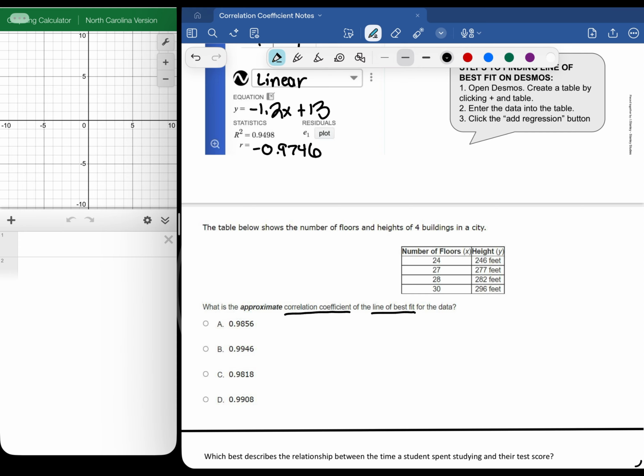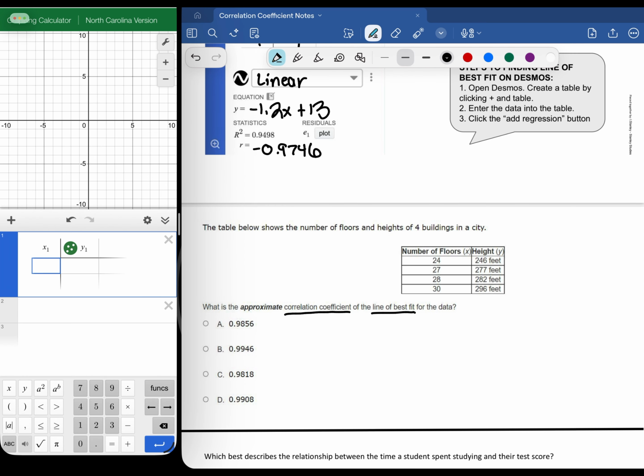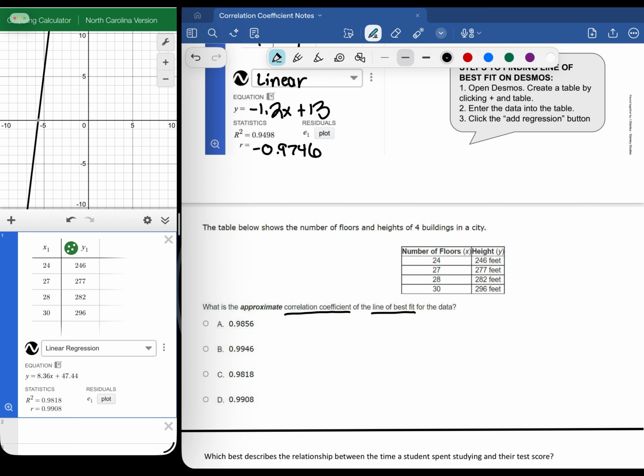So let's enter our data. We go to Desmos, hit the plus sign, hit table. Our first row is 24, 27, 28, 30. Our Y values are going to be 246, 277, 282, and 296. Now once we hit that, we hit regression, and it's going to be a linear regression.